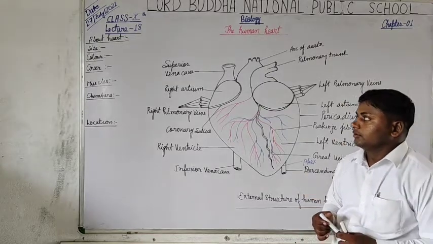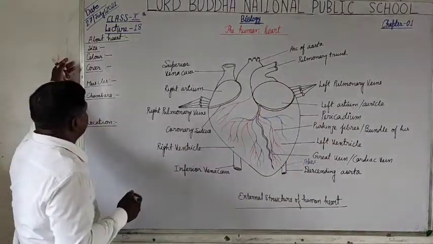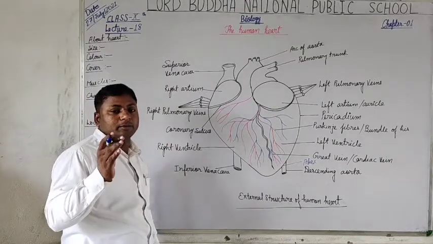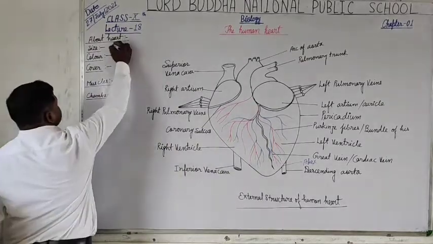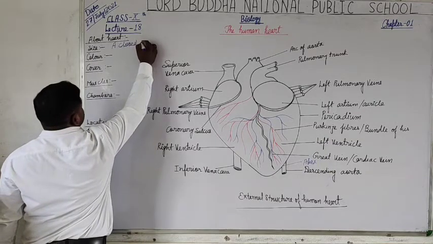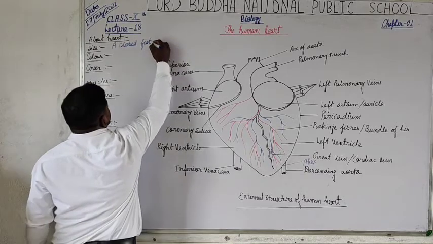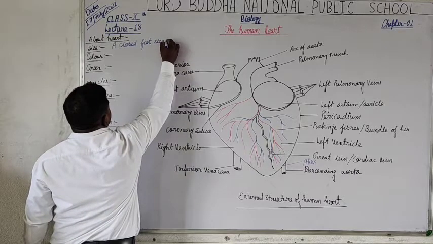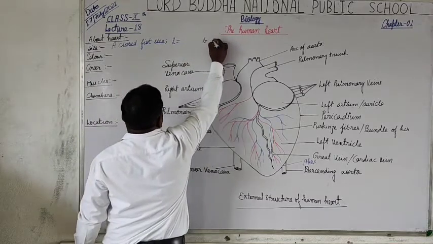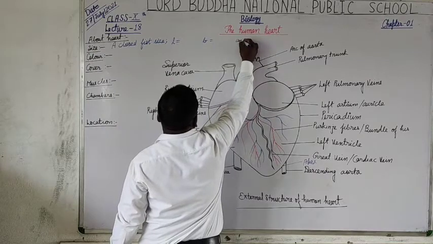Now, I will tell you that the size of the human heart is about a closed fist size. Normally, its length, breadth and thickness.